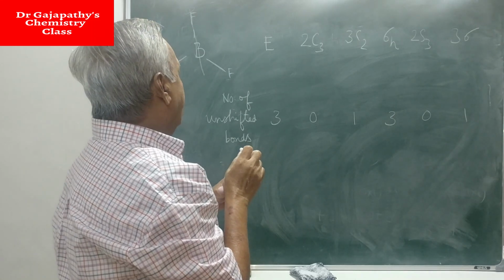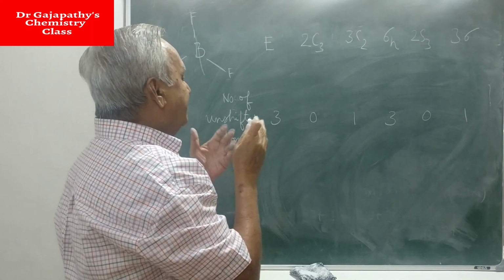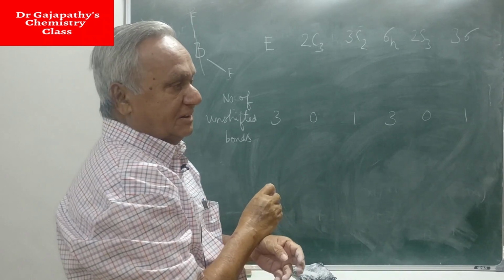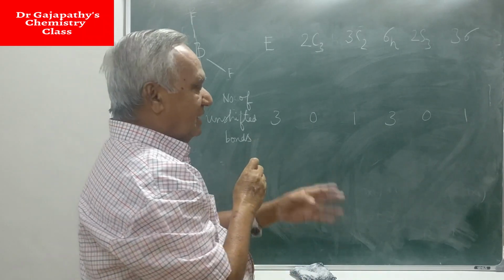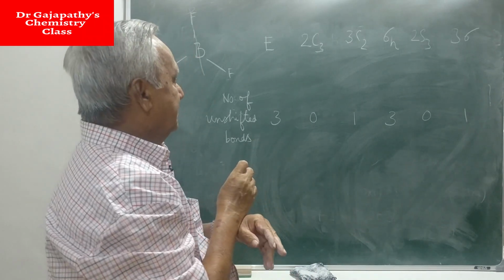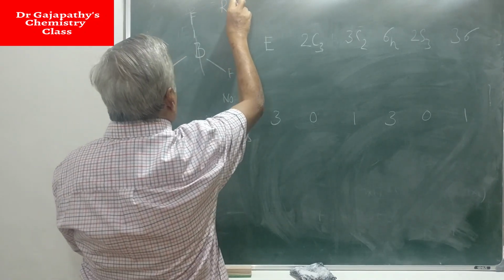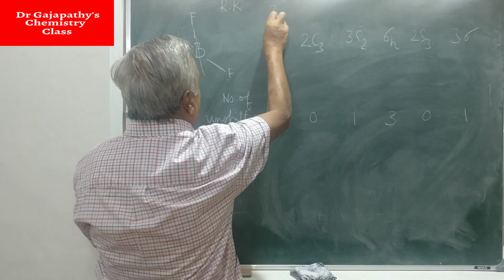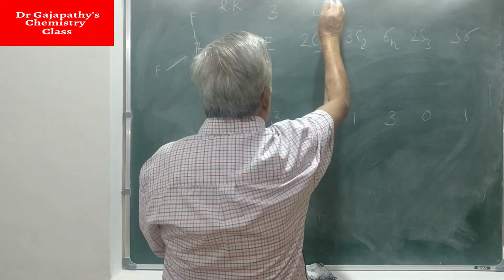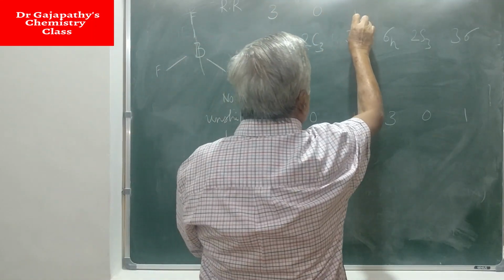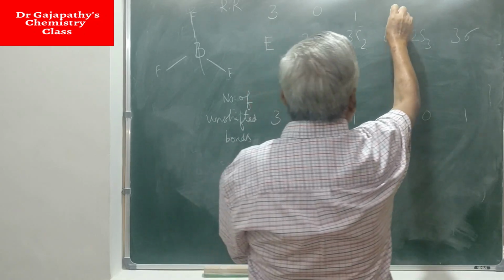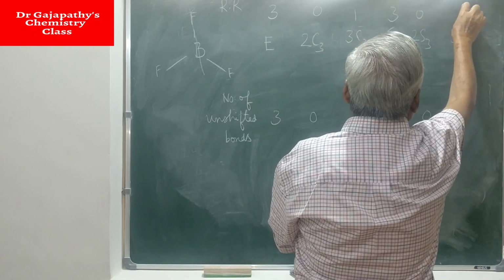This itself is a reducible representation. The number of unshifted bonds which you get itself is a reducible representation. So the reducible representation is 3, 0, 1, 3, 0, 1.